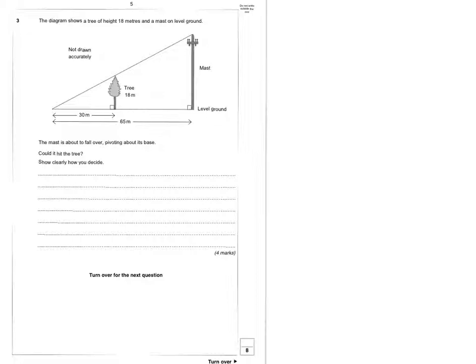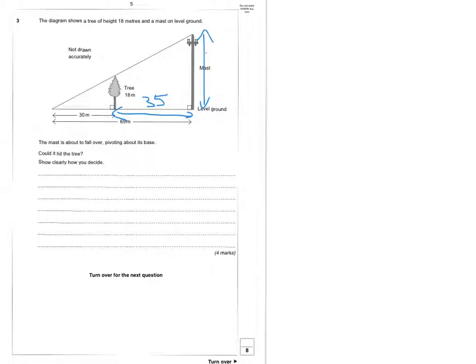The diagram shows a tree of height 18 meters and a mast on level ground. The mast is about to fall over, pivoting about its base. Could it hit the tree? So this length here must be less than the mast. So I need to know the height of the mast, and that has to be less than 35 meters.